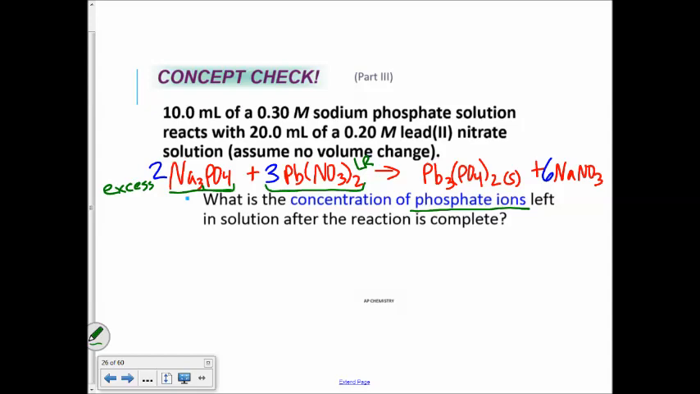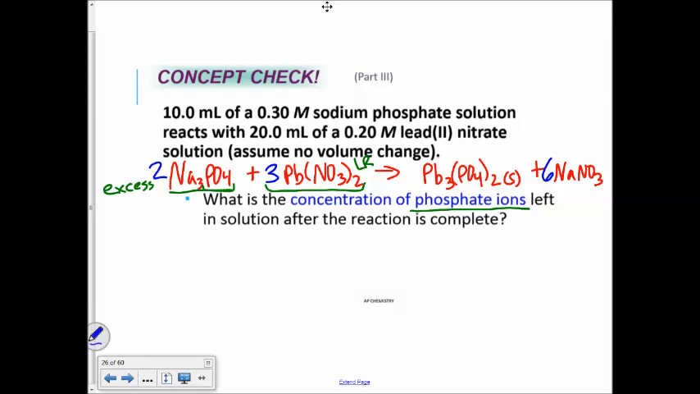So the way I work these, and you can do it a couple of different ways, is I always figure out my starting amount, subtract the amount that was used, to get my leftover amount. That's the process I use.